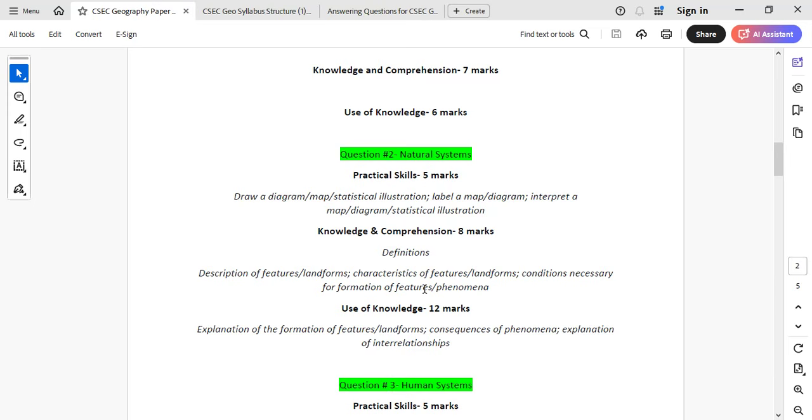So once you're able to understand those basic concepts, you can review that document. When you see the word describe under the specific objective, then that could come as a knowledge and comprehension question. But for the explanation question, when you see the word explain, then your use of knowledge questions are going to come under those broad areas of explanation. And you will see most of them in the formation of features or consequences that may be associated with global warming or whatever. So be mindful of those things moving forward with that question 2.